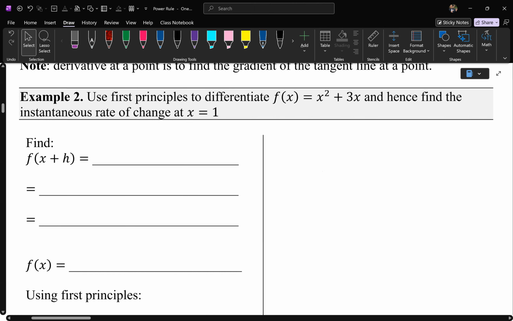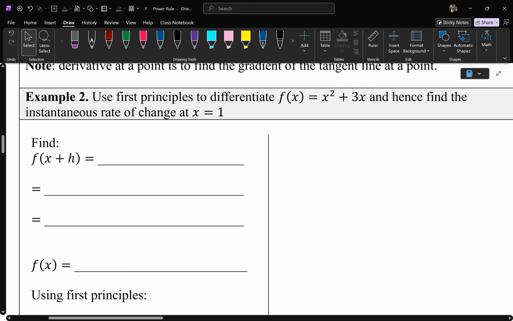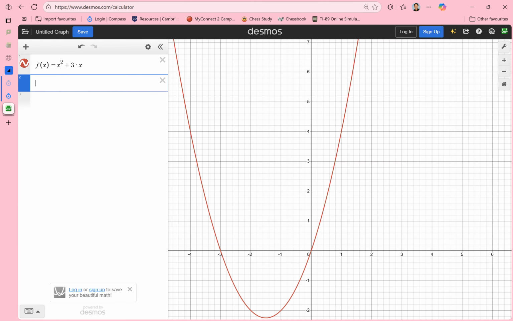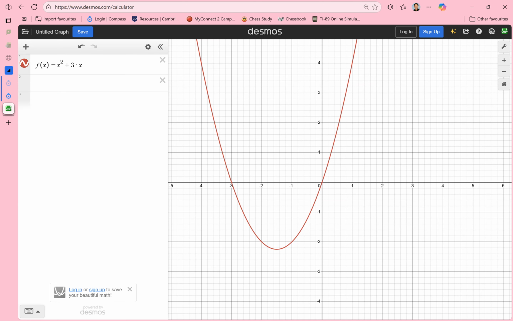So here we've got a function. It is a quadratic function where it's x squared plus 3x. And I've already typed it up on Desmos so you can visualize what it looks like. This is what the graph looks like. Okay, it has an x-intercept at -3, 0. So I'll label it. And it has an x-intercept at the origin, so 0, 0.